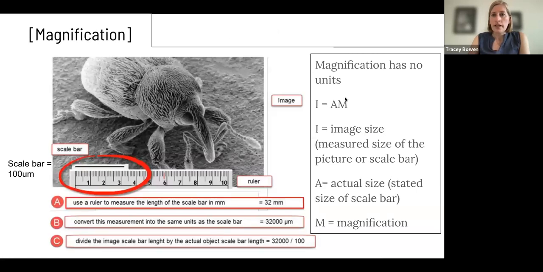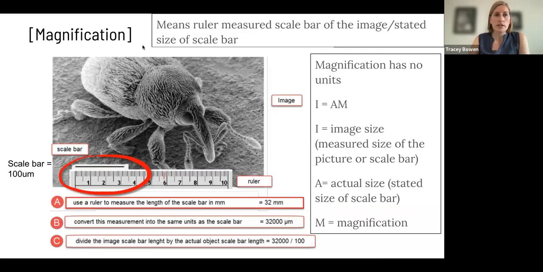So if we are figuring out magnification, what we need to be thinking about here is how do we do this? In this case, our scale bar, you can actually see this on here, is measured at 100 micrometers. That means that this distance is equivalent to 100 micrometers. So magnification is going to have no units. And I remember this using IAM. I is the image size, which is the measured size of this picture or the scale bar. A is the actual size, which is stated in the scale bar, and then M is going to be the magnification.